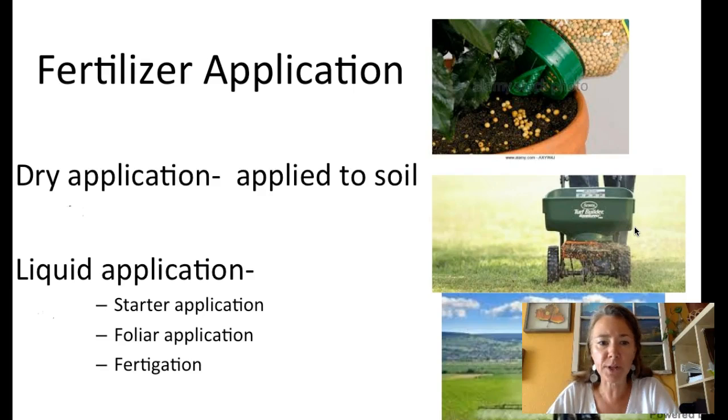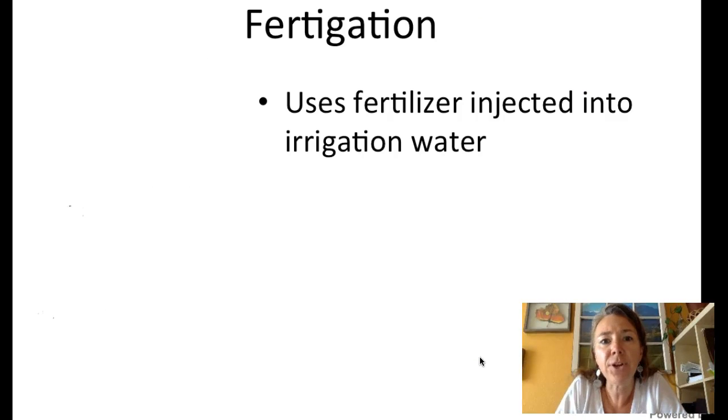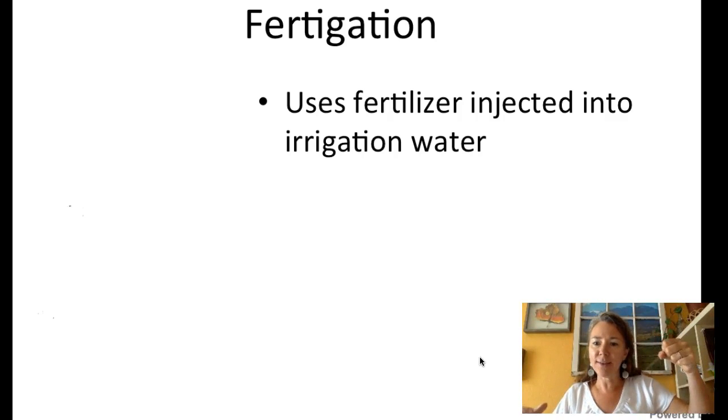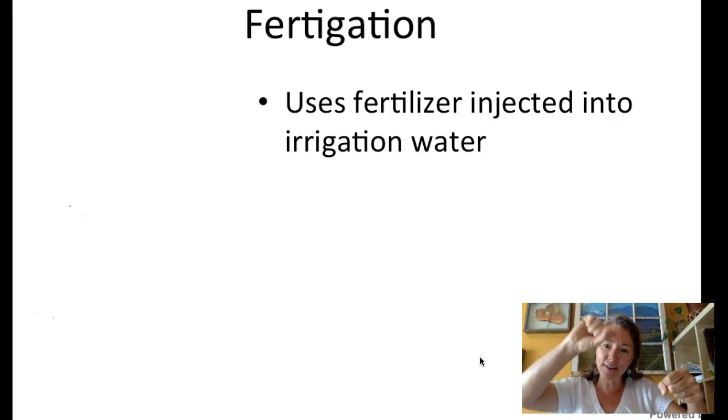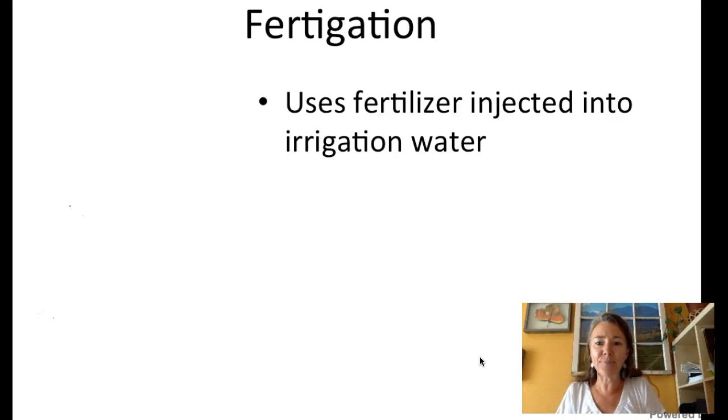Liquid applications come in a lot of different forms. You might have mixed one to establish a tree in a starter application, or a spray through a foliar application. But today we're going to be talking about fertigation. And fertigation is basically the use of fertilizer that's injected into irrigation water so that you're not having to take your watering can and add your tablespoon or ounces of fertilizer and keep doing that over and over again.